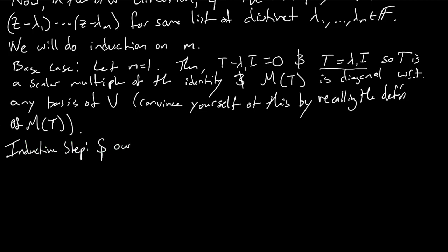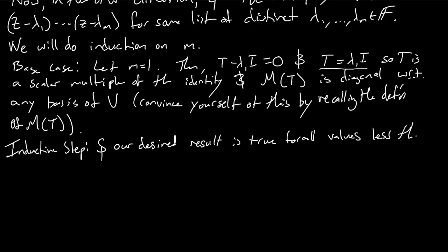Suppose our desired result is true for all values less than some m, which we'll say is greater than 1. Since we showed the case of m as 1, we know that it's true for all values less than or equal to 1. So we'll take m to be something bigger than that. All right, here's the idea.